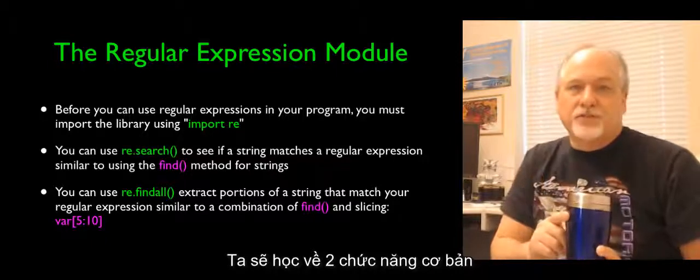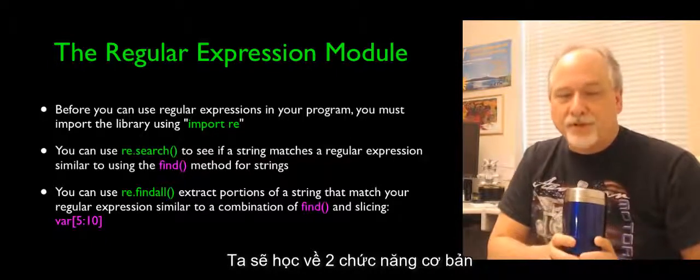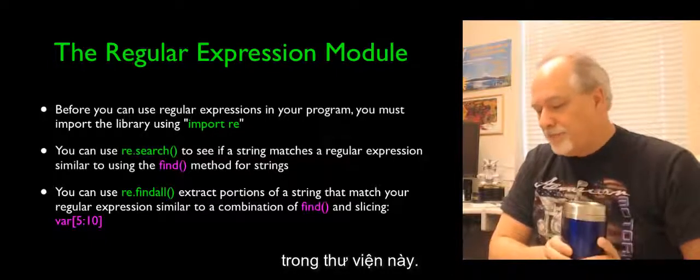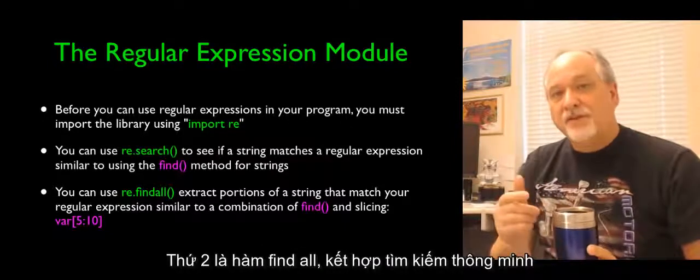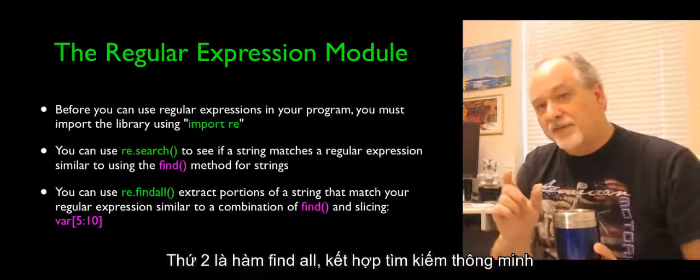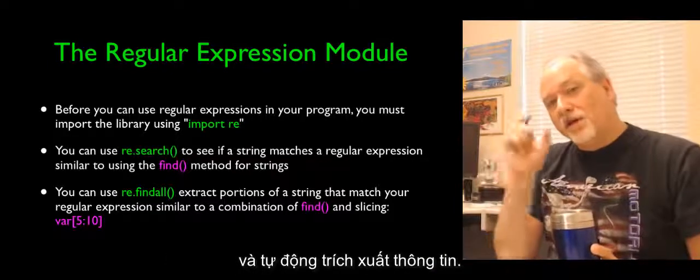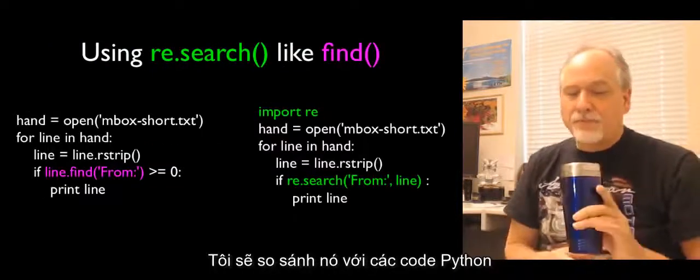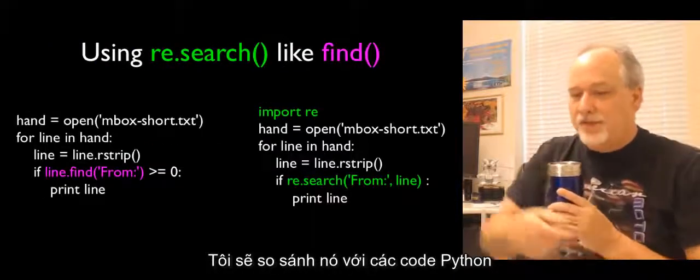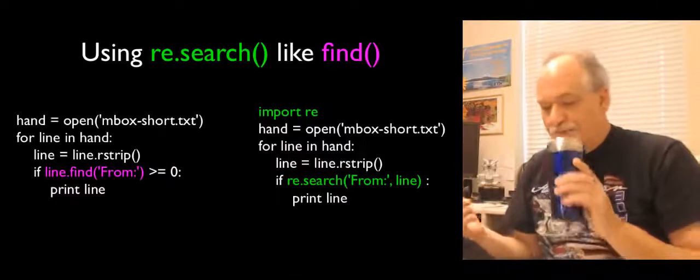There are two basic capabilities inside this library that we're going to look at. One is search, that replaces find. It's like a smart find. And then findall is a combination of a smart find and automatic extraction. So we'll look at both of those in turn, and I'll do it by comparing them to existing Python that you should already know at this point.